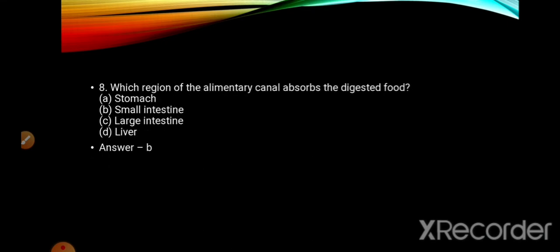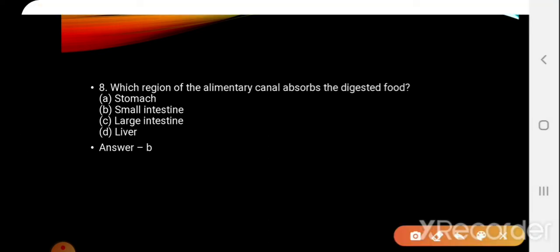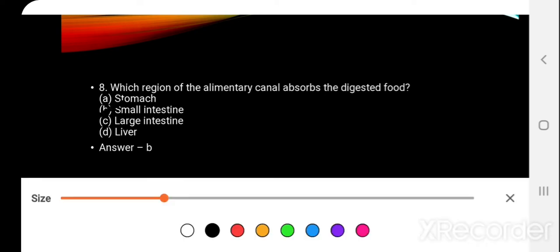Then next is, which region of the alimentary canal absorbs the digested food? So we are discussing in detail which part of the alimentary canal absorbs the digested food. Okay, so the answer is B.